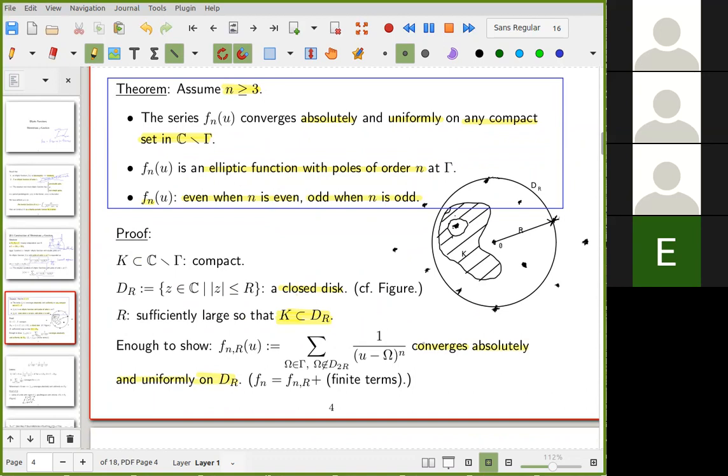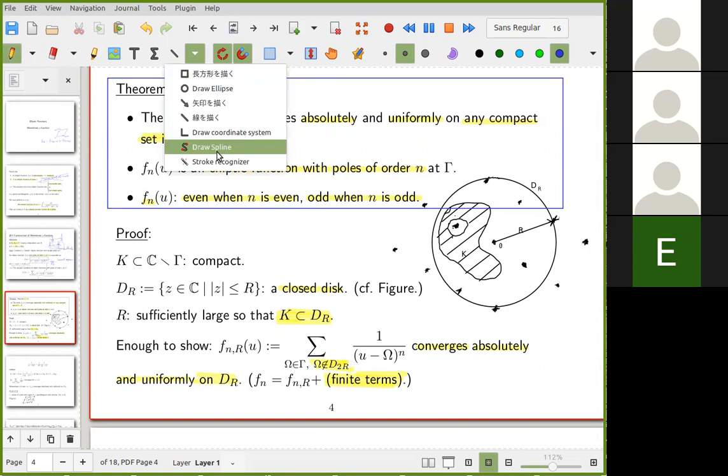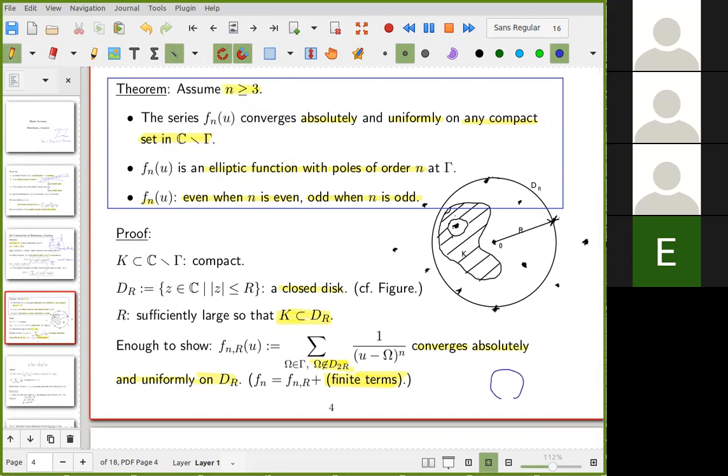And moreover, we omit several finite terms, which correspond to lattice points in a larger circle. This is where K sits. There is another.